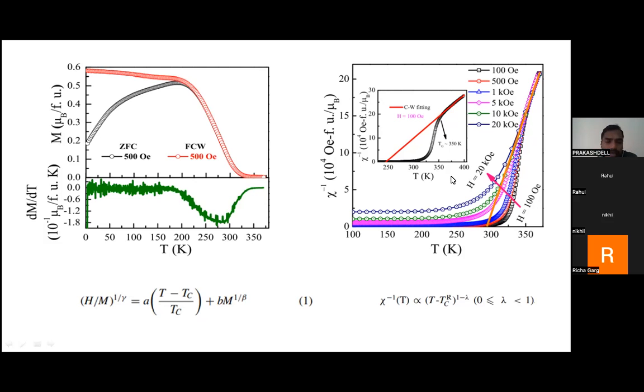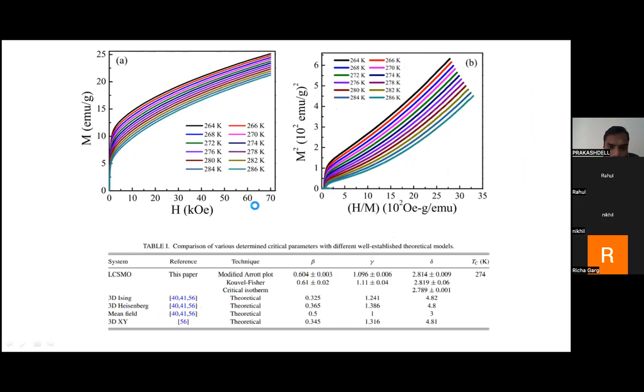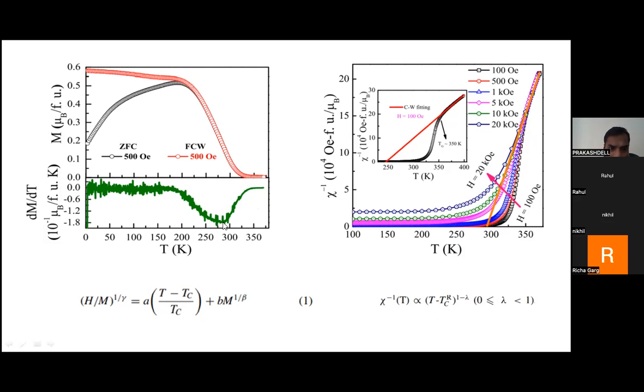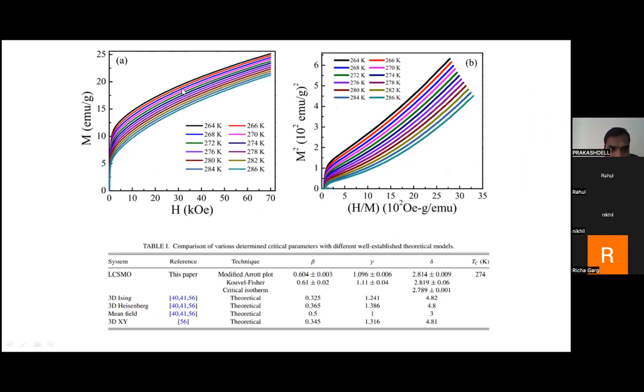Here, in order to study that, what do you do? This is my transition, which I told at 274. So you actually measure MH, isothermal magnetization, above TC and below TC. The Arrott plot should have a positive slope, and you can clearly see this is a positive slope, and that further confirms the magnetic phase transition is second order.